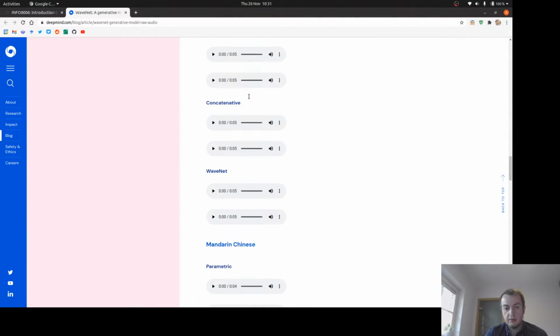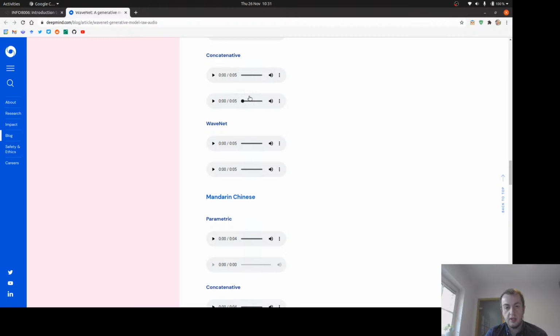Let's go there. So what you will listen to is this vocoder architecture, which is taking as input the spectrograms and then producing as outputs these waveforms, and that's what you will be listening to.